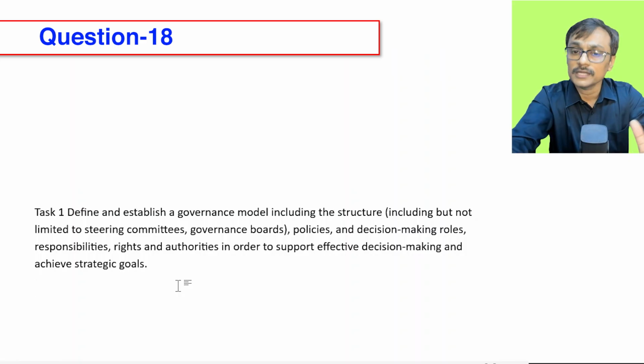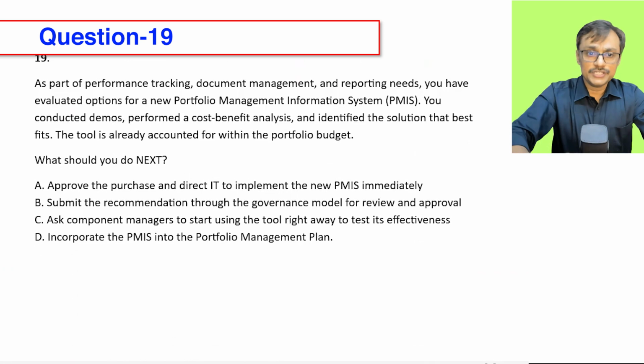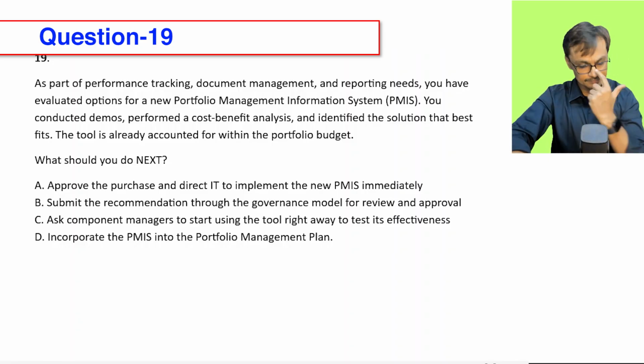Else I am good and I can move forward. Now question number 19. As part of performance tracking, document management and reporting needs, you have evaluated options for a new portfolio management information system. You conducted a demo, performed a cost benefit analysis, and identified the solution that best fits. The tool is already accounted for within the portfolio budget. What should you do next?